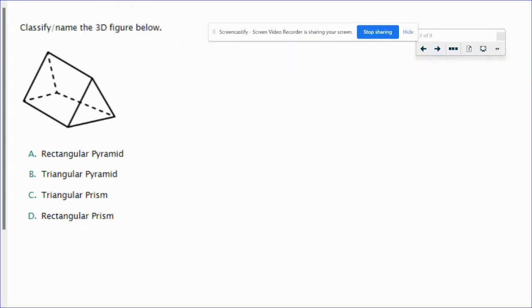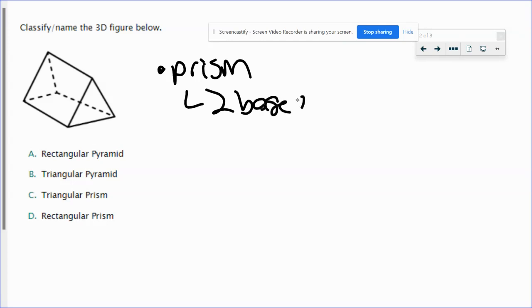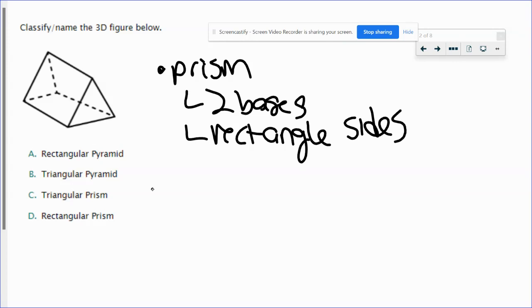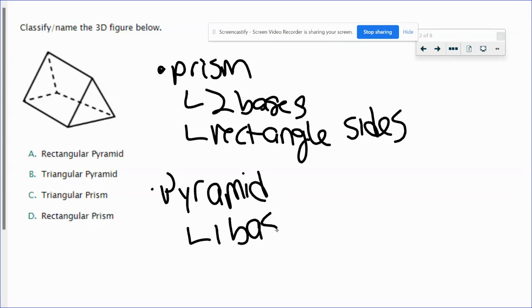So now we need to name this 3D figure. And again, we need to figure out, is this a prism that has two bases and rectangle sides? Or is it a pyramid that has one base and triangle sides?